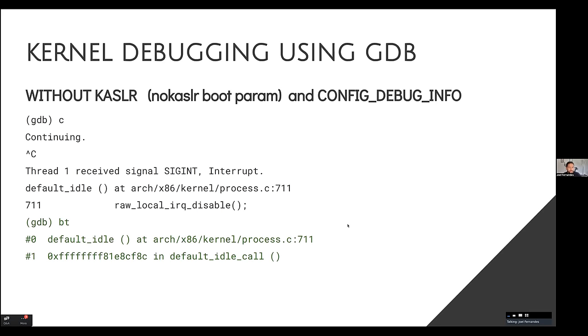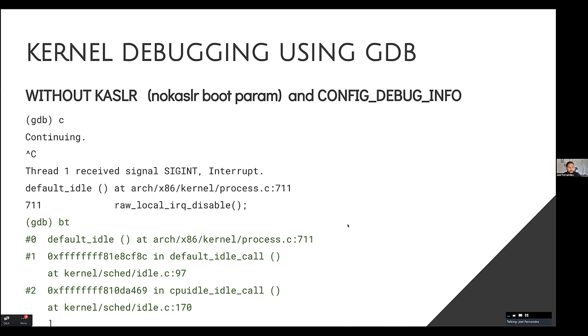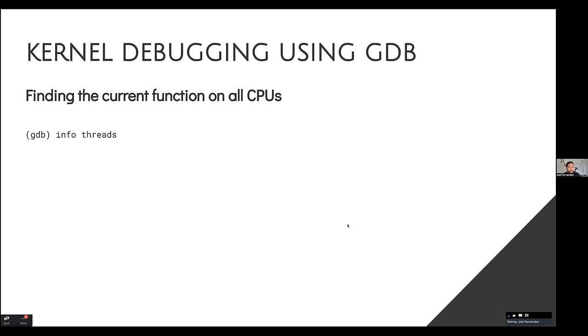So if you pass no KASLR, you'll start seeing the symbol names, okay? So no KASLR and debug info, those are the two things that you have to pass. Now that we're connected to the VM, what can we do, right?